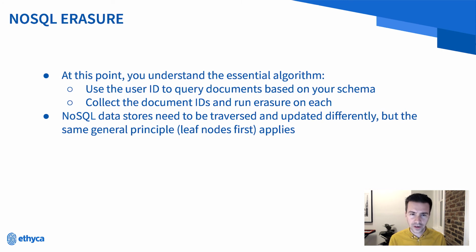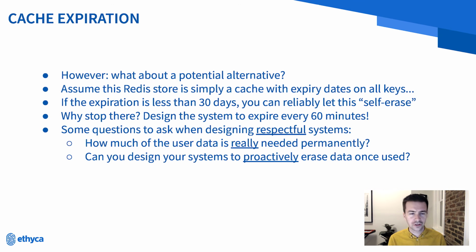You take that user ID, you find the related documents, and then you traverse your Redis structure based on however you designed it, and then run erasure on each of those records. Now, the syntax for doing all that is completely different, but the general principle still applies. However, maybe we can take an entirely different erasure strategy here.